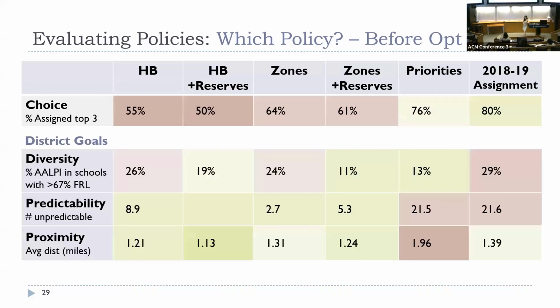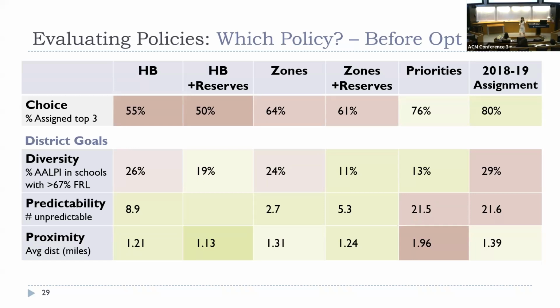I'm going to show you a whole bunch of different numbers here. So each of these rows corresponds to one of these district goals, right? Diversity is just one measure of diversity, the percentage of racial minorities, African American, Latinx, and Pacific Islander in schools with greater than 67% eligibility for free reduced price lunch. You can think of this as like concentration of racial minorities in mid to high poverty schools.